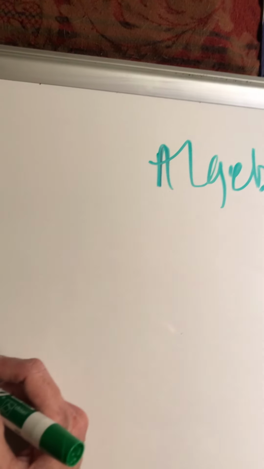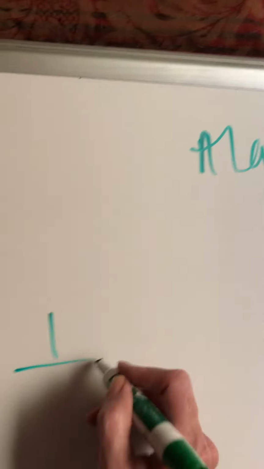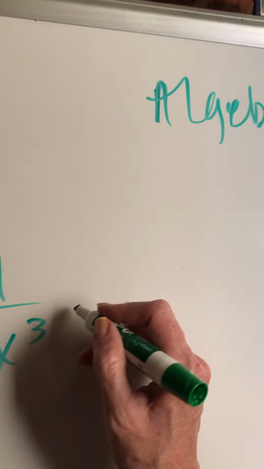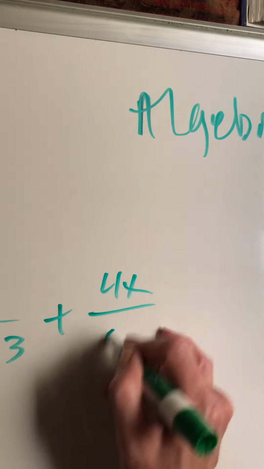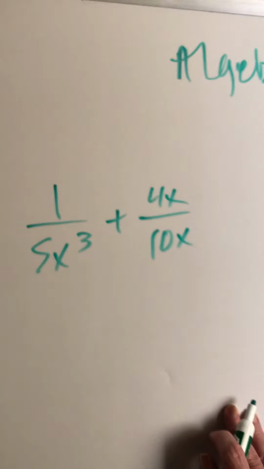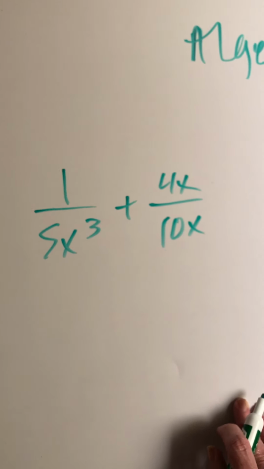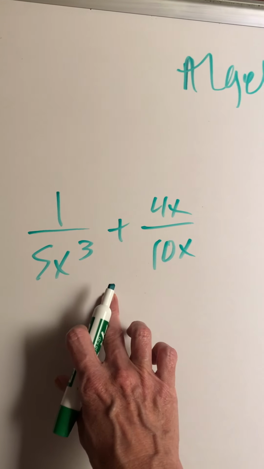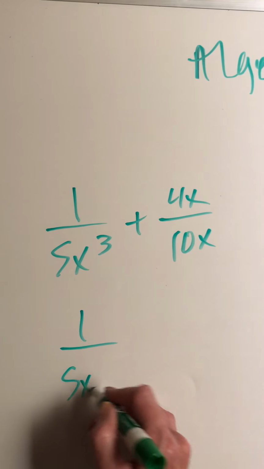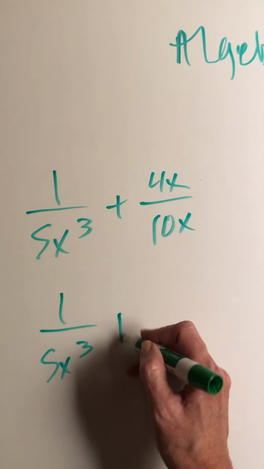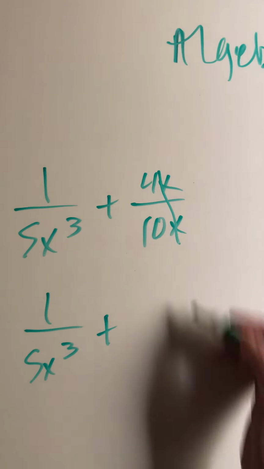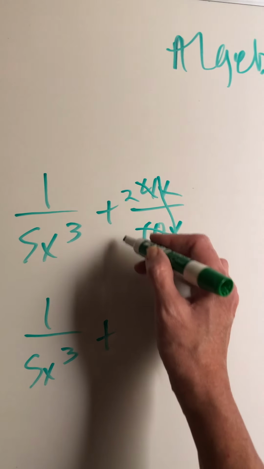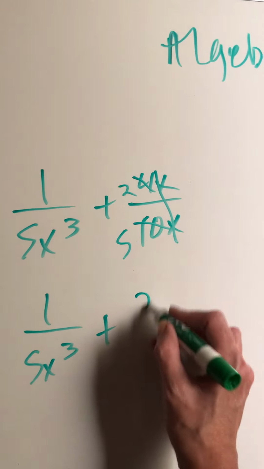So let's try another one like that because there was a lot to it. 1 over 5x cubed plus 4x over 10x. So again, my suggestion, reduce if you can, which on the first one we can't reduce. So it stays as 1 over 5x cubed. The second one you can. The x's cancel. You can take a 2 out of 4 and leave a 2. You can take a 2 out of 10 and leave a 5, so it'd be 2 over 5.